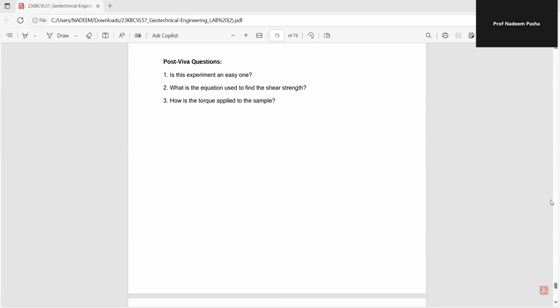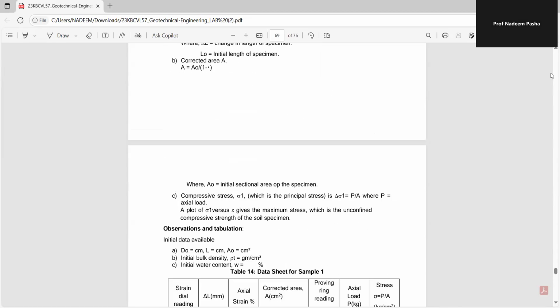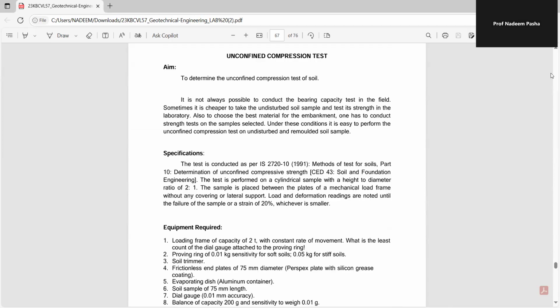So, in the last class, we have seen the experiment related to plastic limit and optimum moisture content and dry density and all.